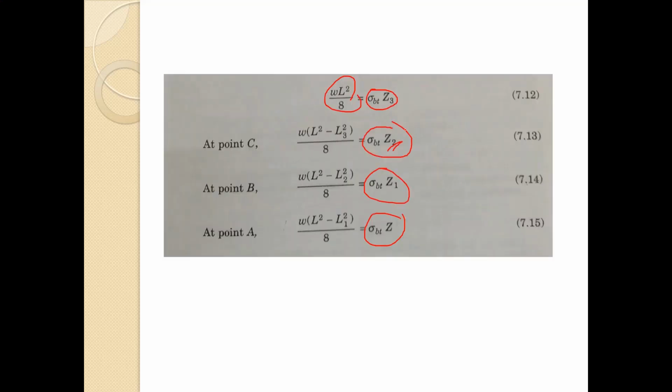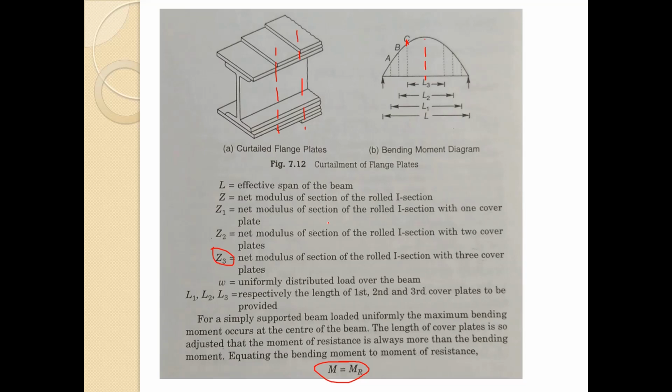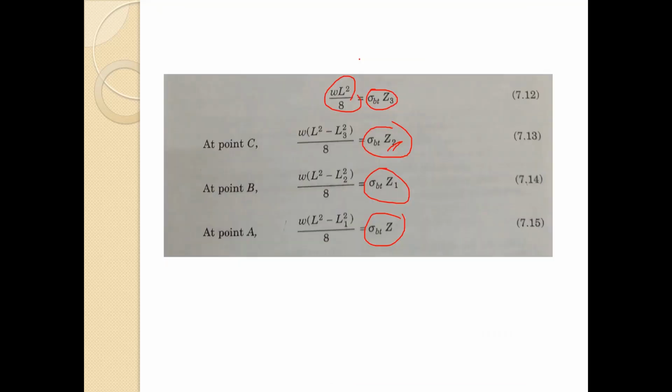So from equation numbers 7.12 and 7.13, that is from these two equations, we will get L square divided by L square minus L3 square equals Z3 divided by Z2. Or L3 equals L into under root of Z3 minus Z2 divided by Z3. Similarly, we will get L2 equals L into under root of Z3 minus Z1 divided by Z3, and L1 is L into under root of Z3 minus Z divided by Z3. So this way we will get the values of L1, L2 and L3 for the curtailment. So this is the curtailment of flange.